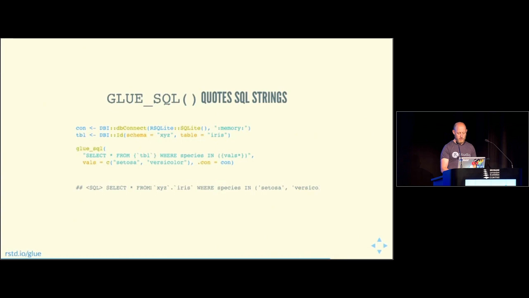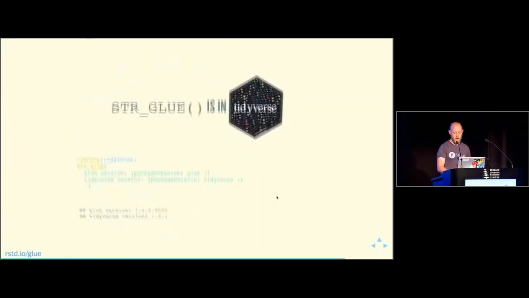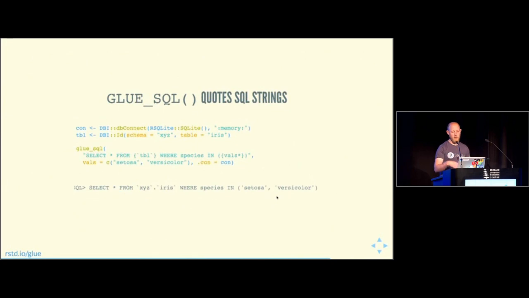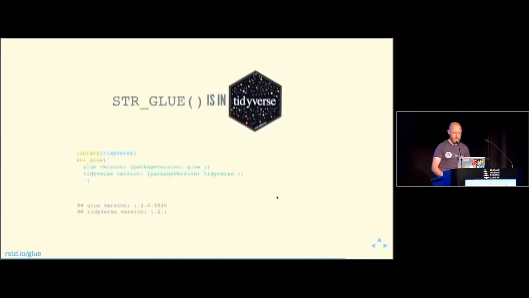And if we do this, we get a select statement that has the proper quoting for that database, including the schema and the table name, as well as proper quoting for the values in our list. So this gives you very nice, safe SQL statements. It's much better than trying to construct this by hand. It's very easy to cause SQL injection attacks if you're doing this type of thing without worrying about how the quoting is being done.